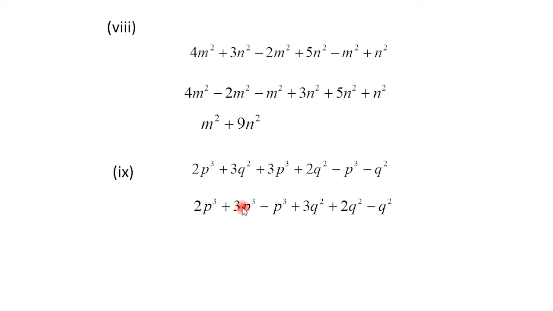2p to the power of 3 plus 3p to the power of 3 minus p to the power of 3 plus 3q to the power of 2 plus 2q to the power of 2 minus q to the power of 2. 2 plus 3 is 5 minus 1 is 4p. And 3 plus 2 is 5 minus 1 is 4q squared, and 4p to the power of 3.